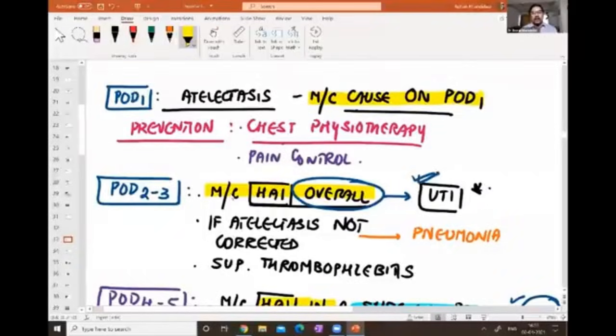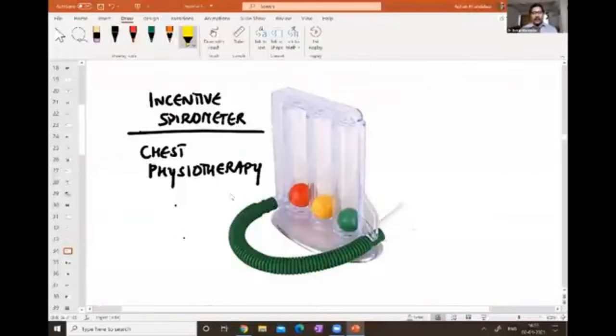Very important. How many of you have seen an incentive spirometer in the ward and the patient lifting these balls up? So incentive spirometer is used for chest physiotherapy, and this can prevent atelectasis. Good, a lot of you have seen it. I'm happy about that. Good.